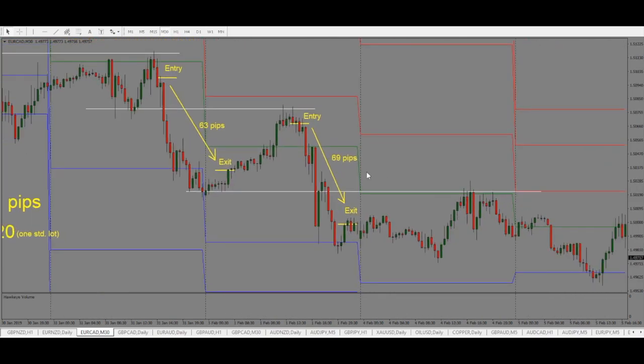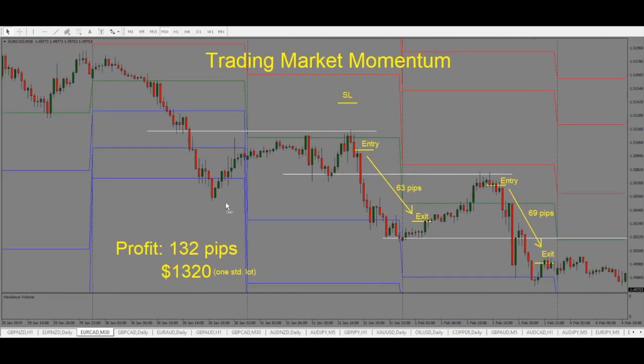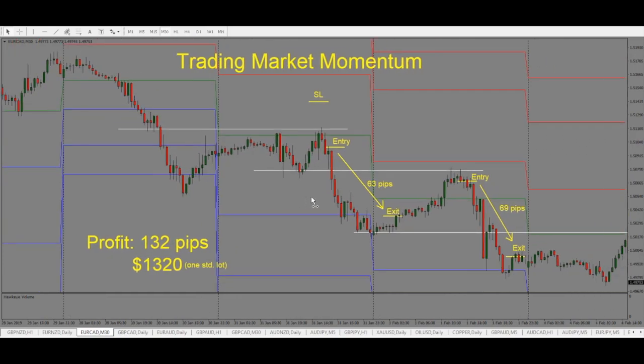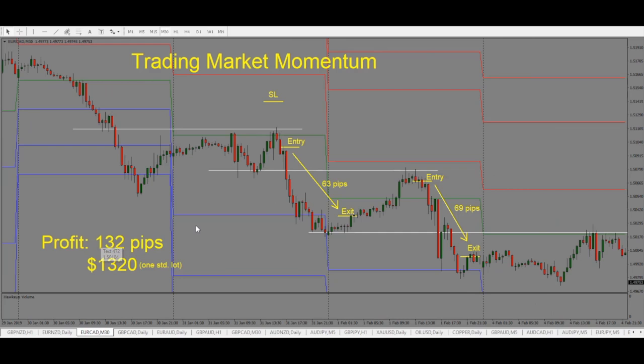And we can continue this cycle, and as we can see, price again pulls back into this previous support resistance area. So that's a good pullback level, and again, we can take a trade somewhere in here, and as we can see, price continues lower. So this is one way to look for momentum in the market and to enter a trending market. So in this case, between the two trades here, we have 132 pips in the trade. So 63 plus 69 pips here, we get 132 pips, or $1,320 if trading one standard lot.